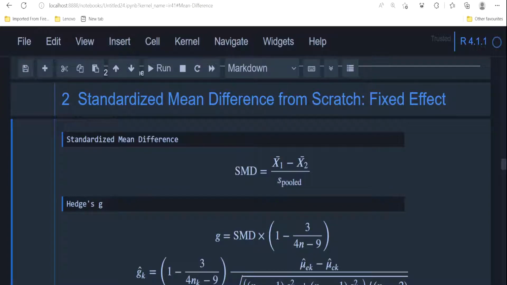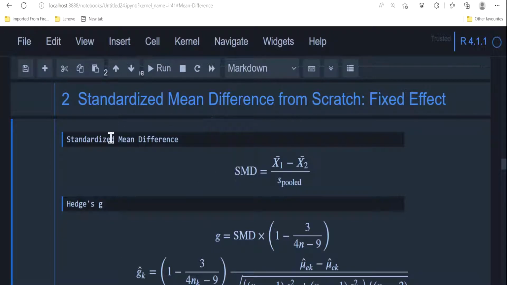Hi everyone, welcome again. Last time we mainly talked about mean difference from scratch, and we calculated the pooled effect size measures using the fixed effect meta-analysis, and we calculated everything by hand. Finally, we implemented the metacont function from the meta package, and we saw that our calculated pooled effect size, the confidence intervals, the z statistics, and the p-value were exactly the same as you get from the package, from the metacont function.